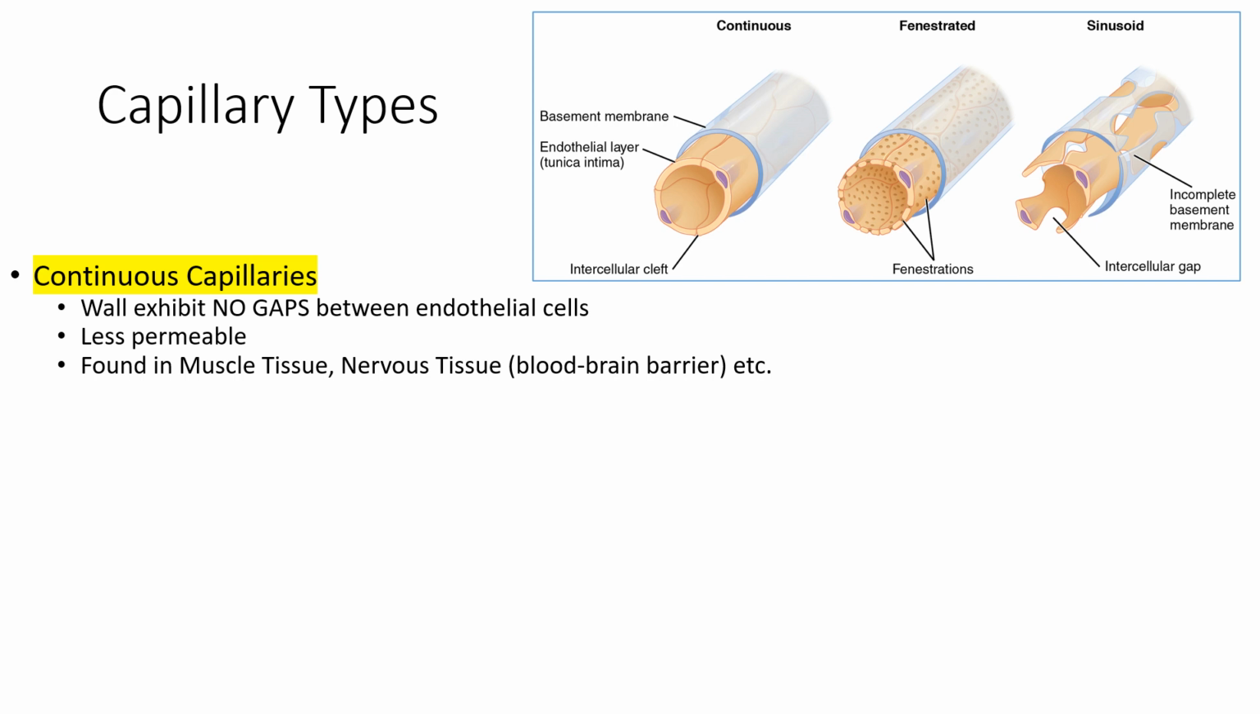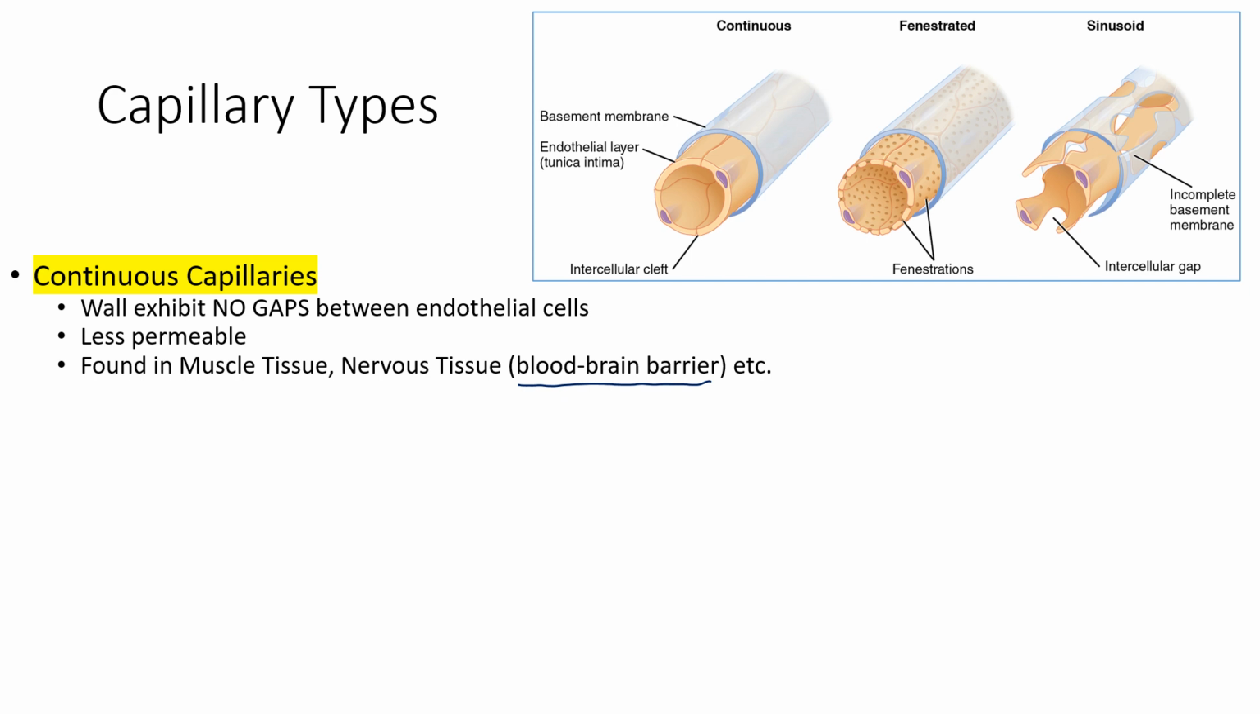If you all remember when we talked about the blood-brain barrier, which was preventing material from going from the capillary, from the blood into the brain. And we said that astrocytes were the big factor in that. Another factor was the fact that these capillaries that are found there are of the continuous type.